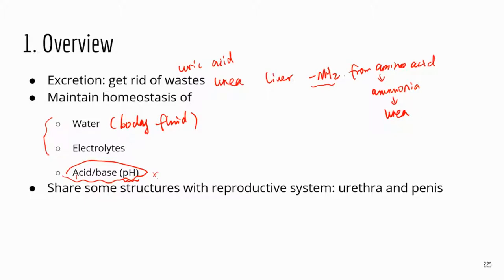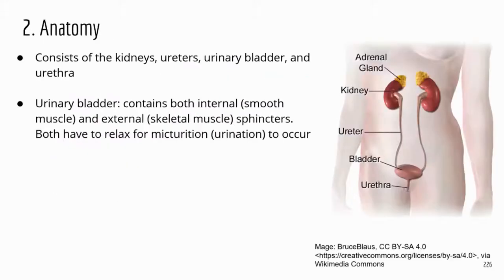For example, the urethra. In males, the urethra goes through the penis, and the urethra transports both urine and sperm. Okay, so that's in males. So it makes sense that we call it the genitourinary system. All right, now let's look at some of the basic anatomy of the urinary system to know where the different structures are located.